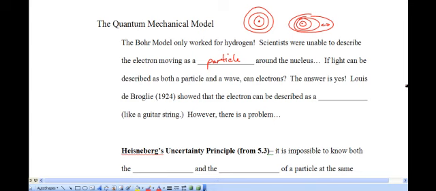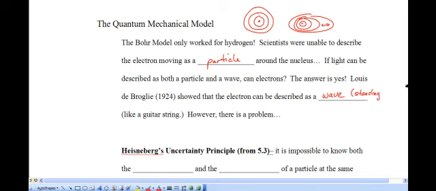Well, here's the deal. If light can be described as both a wave and a particle, and it was done so by Albert Einstein, can the electrons? And the answer is yes, it can. A guy by the name of Louis de Broglie, in fact, showed that electrons can be described as a standing wave, or showed its wave properties back in 1924. Now, we describe them as standing waves.